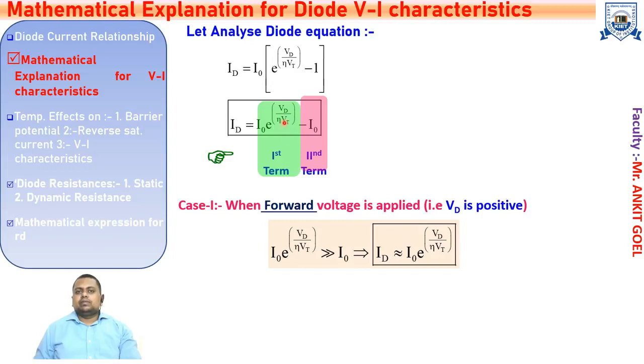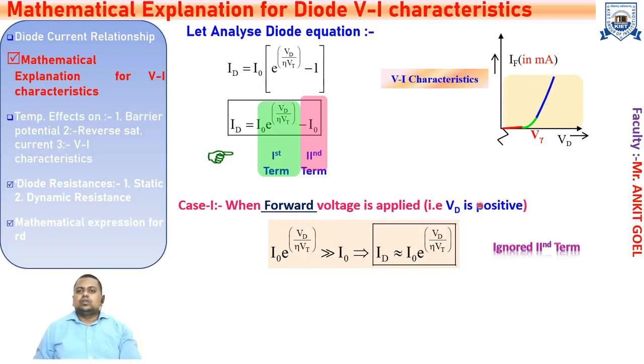So the first term will dominate over the second term, as I_0 e to the power V_D upon eta V_T is much greater than the value of the reverse saturation current, that is I_0. So we can write I_D approximately equals I_0 e to the power V_D upon eta V_T. You can clearly see that in forward bias condition it will follow the exponential graph. Your current will rise exponentially, so you can easily ignore the second term. So you will get the diode characteristics like this.